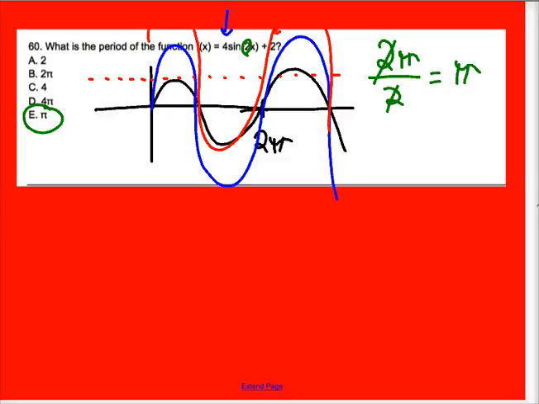All right, so just to take into account, so you recall what each of those things do, because again, the ACT could ask any one of those things. What is the 4 doing? What is the 2x doing? And what is the 2 doing? The 4 is stretching it out, changing the amplitude. The 2x is changing the period, making the period faster. And then the +2 would just shift it upward by 2.